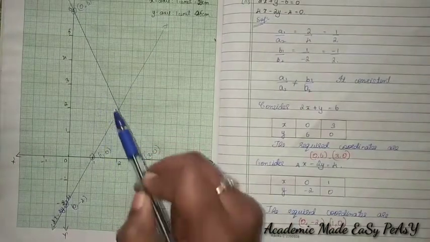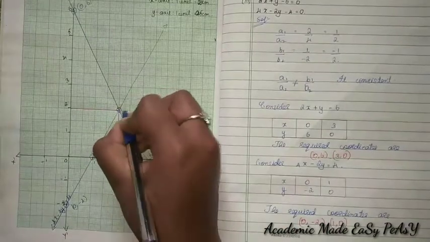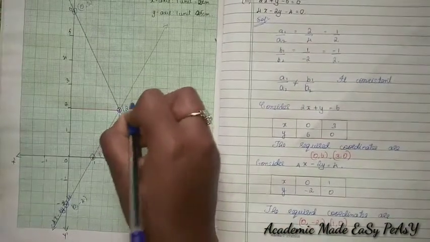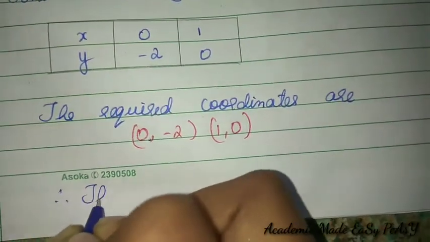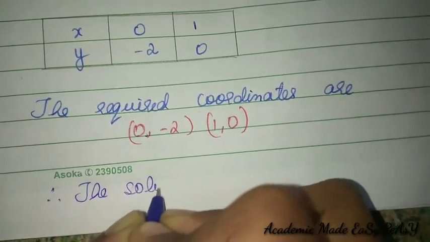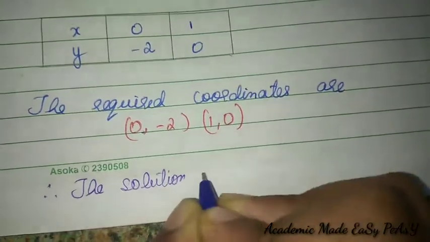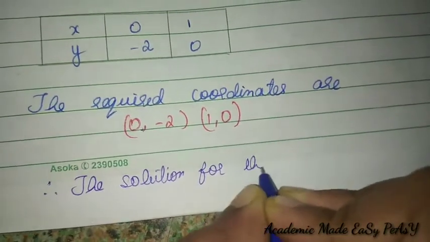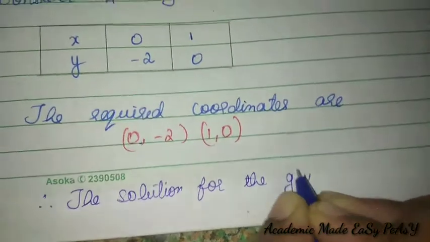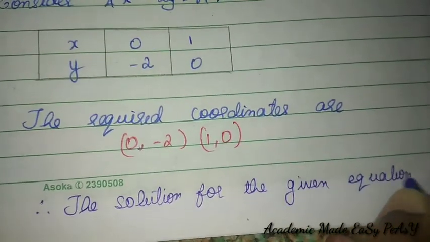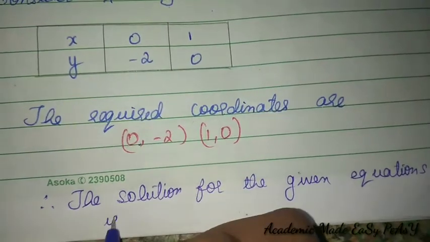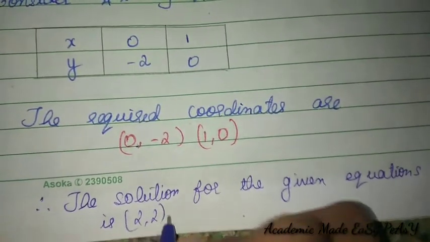So now let me join this. So this point is 2, comma 2. So I will write, therefore, the solution for the given equations is 2, comma 2.